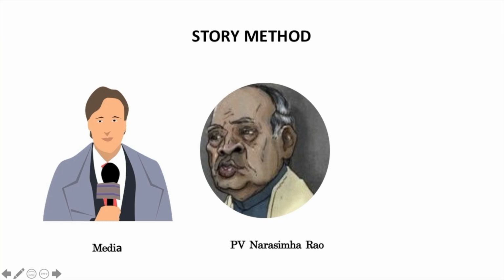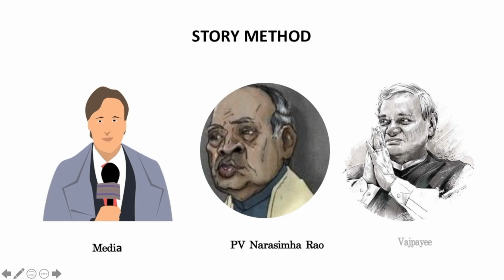That is when P.V. Narasimha Rao replies saying that the clue is very much in his name. So let's see what this clue is. The clue is the alphabet V in the name. So V is for Vajpayee. After P.V. Narasimha Rao, the next Prime Minister is none other than Atal Bihari Vajpayee.